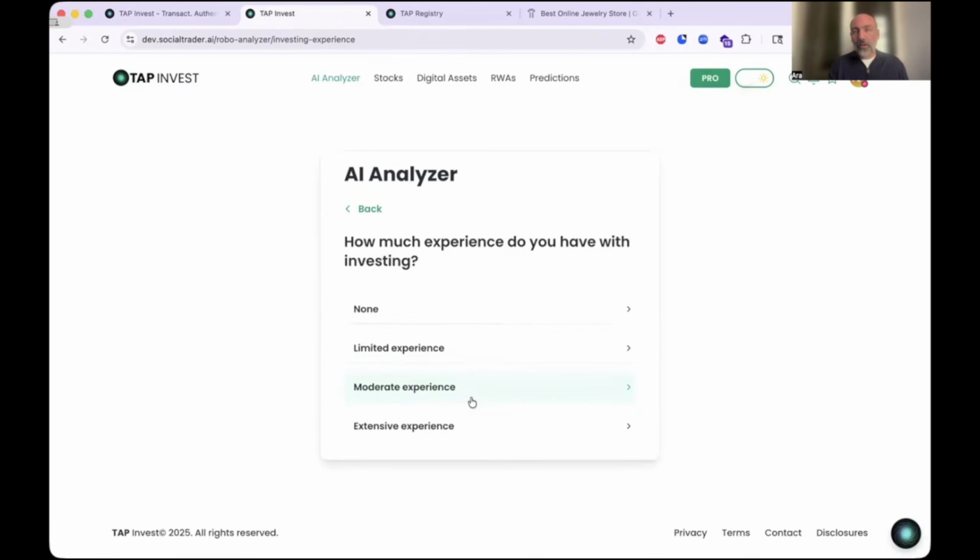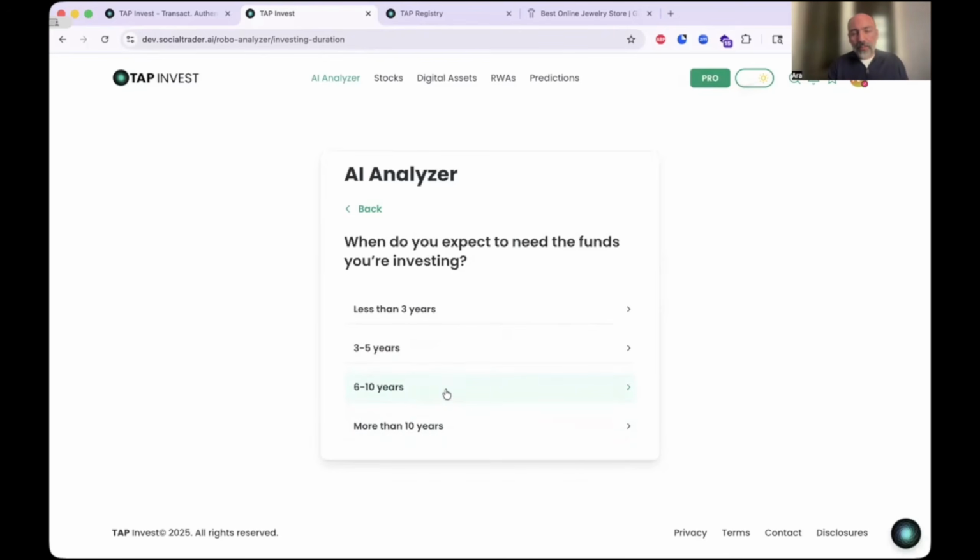What's really important in knowing what asset classes to recommend to users is knowing their experience they have in investing. For example, users that don't have a lot of experience, options is something that wouldn't be provided to them. The more experience you have, the different types of investment options we're able to offer the users. So in this case, let's go with moderate experience.